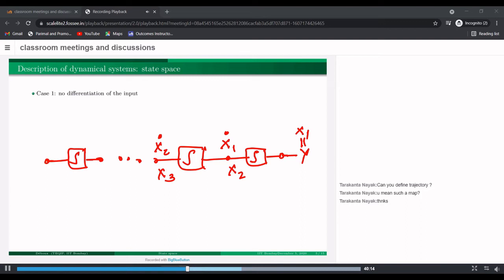Ultimately we have the variable xn, which happens to be xn minus 1 dot. Now what does the equation tell us? The equation actually tells me that, actually we need one more block. So let me try and be a little pragmatic about the size of my pictures.